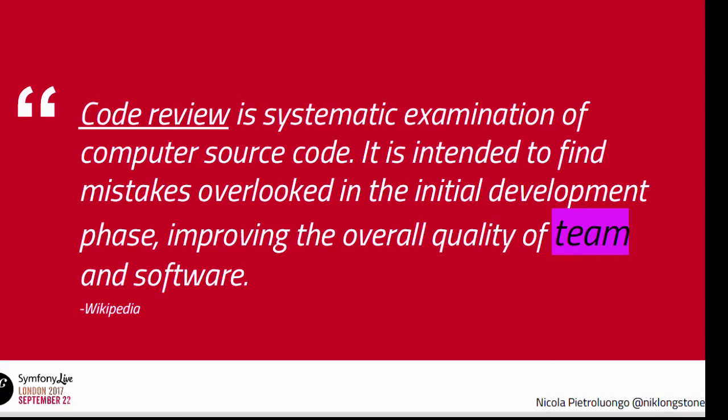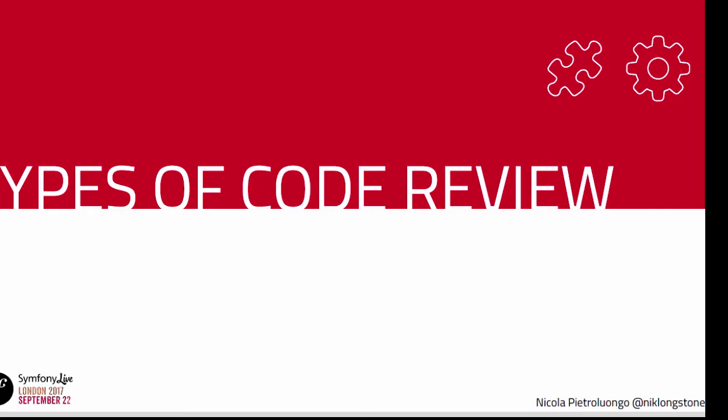This is the definition that comes from Wikipedia with a little adjustment. Code review is a systematic examination of source code, intending to find mistakes in the initial development phase, improving the overall quality of team and software. I strongly believe that code review can improve also the team expertise. And you will see this line all over my talk. So let's see what are the most common types of code review.